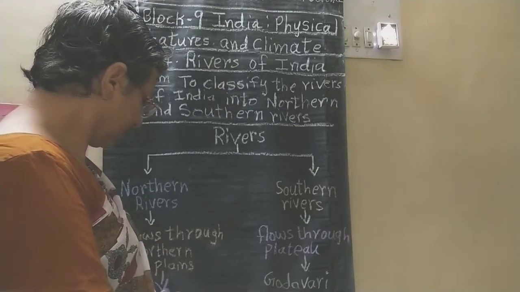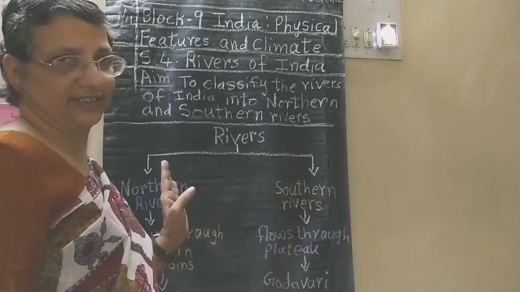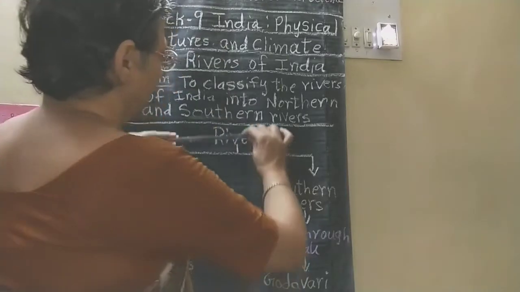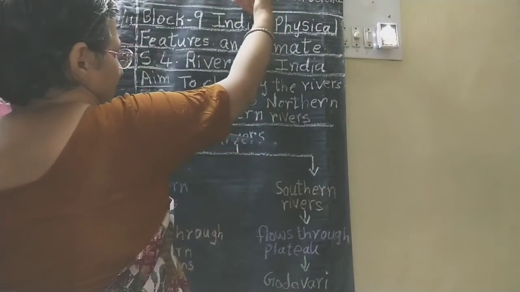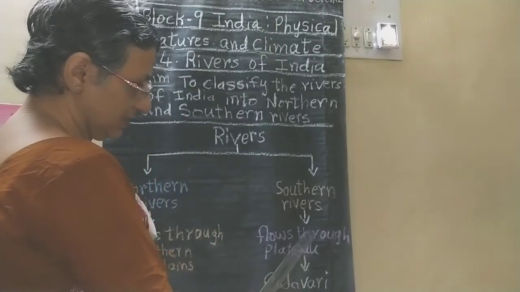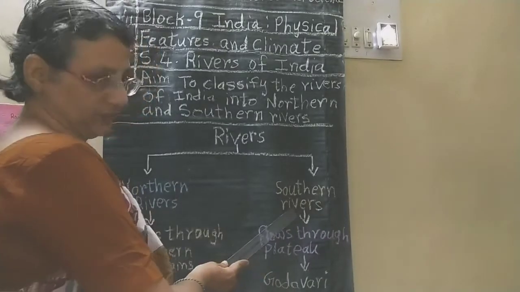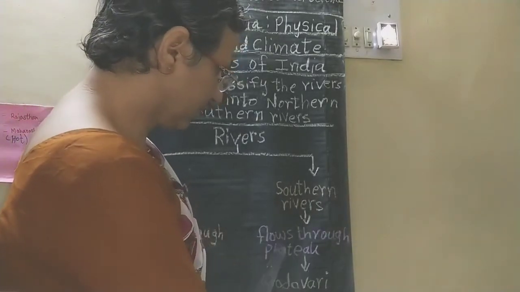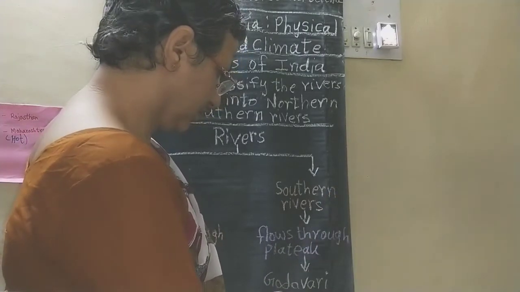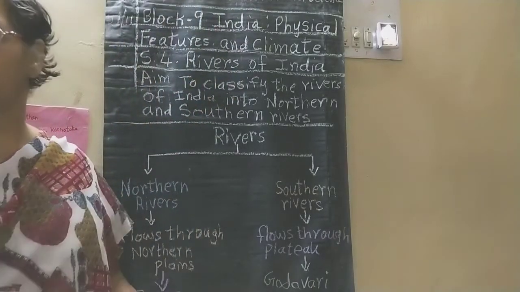And it goes to the Ganga. Right? This is north side. North is up and south is down. So half here, this side, and this side half. Now northern rivers, this is north, this is south. Southern rivers flow through plateaus, that is Godavari. Okay, I'll show you the map one minute, children.